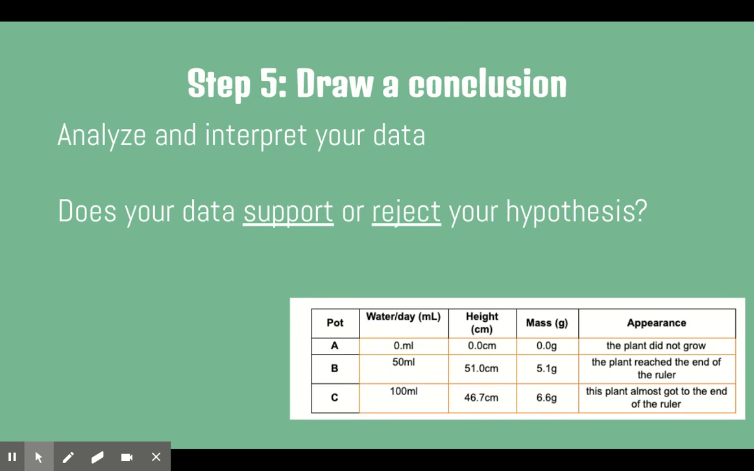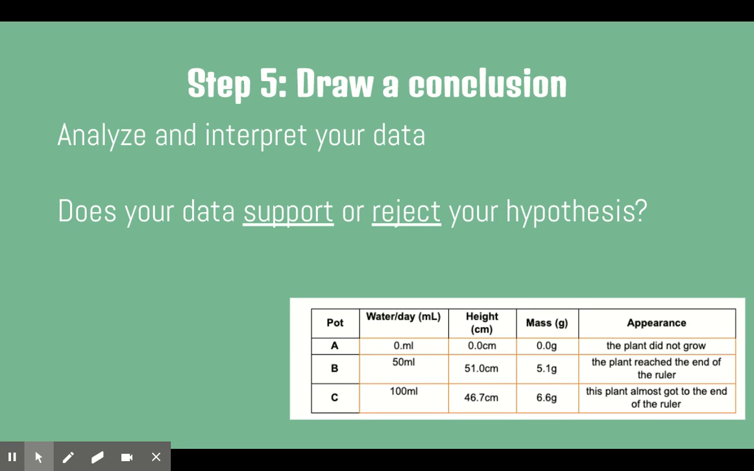And finally, your last thing that you need to do is draw a conclusion. So that means you analyze and interpret your data. And we ask the question, does your data support or reject your hypothesis? Well, this is what your data table should have looked similar to. In pot A, where you added 0 milliliters of water, the height of your plant was 0 centimeters and had a mass of 0 grams. The appearance should have been that there was no plant there.